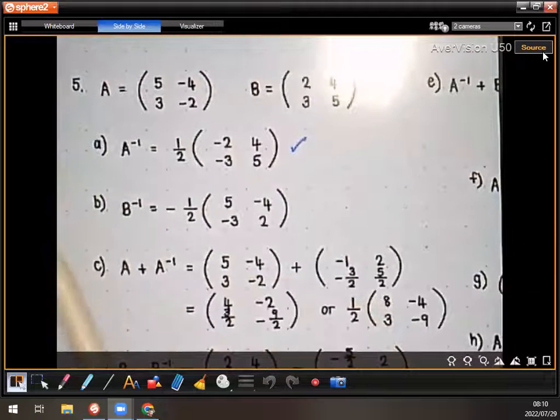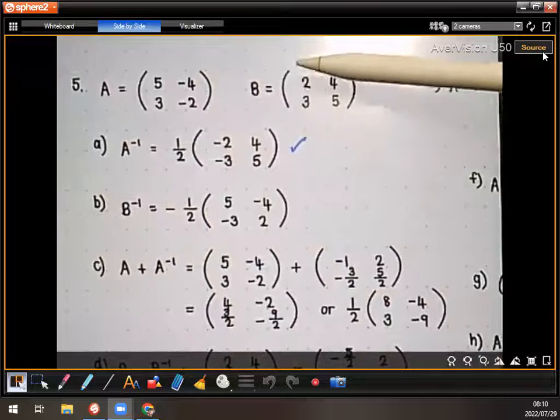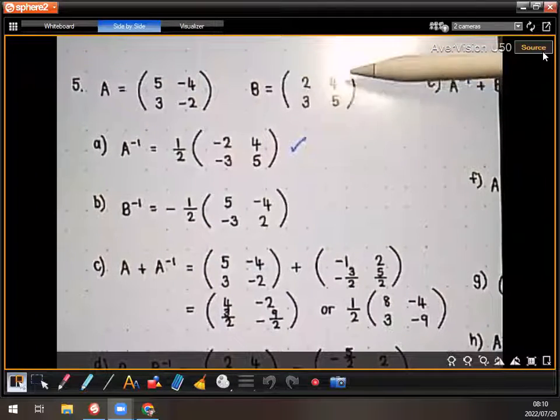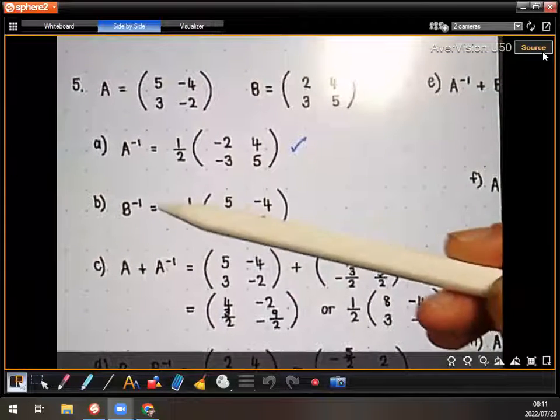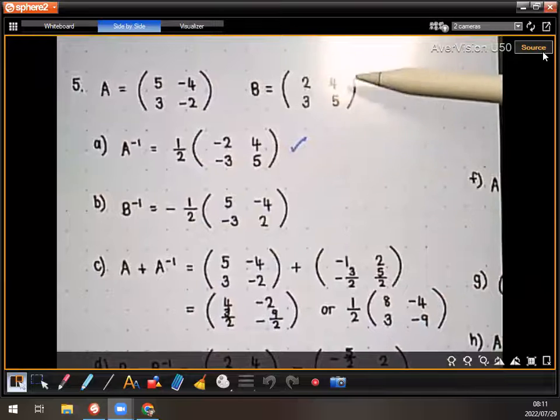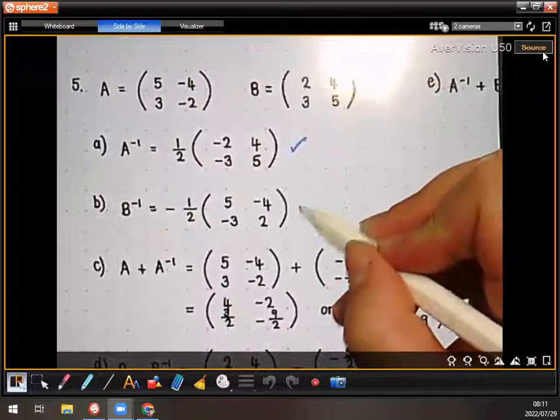All right, for B, the inverse of B, let's just go through that together. That is 10 minus 12, so negative 2 now, right? Then you swap those two and you change those signs.